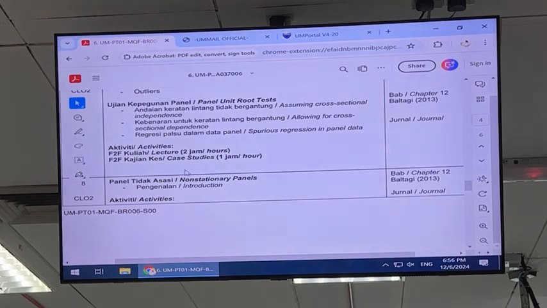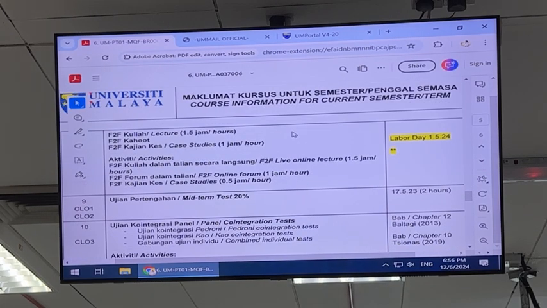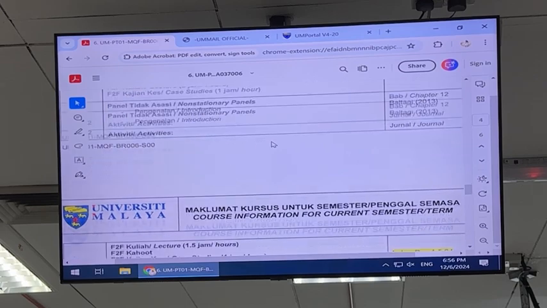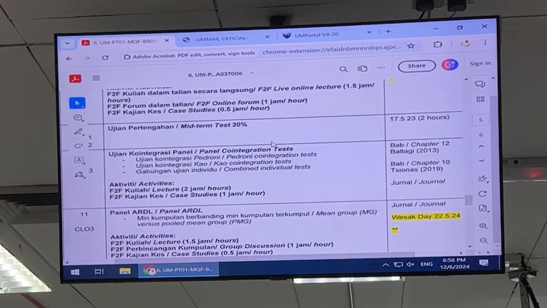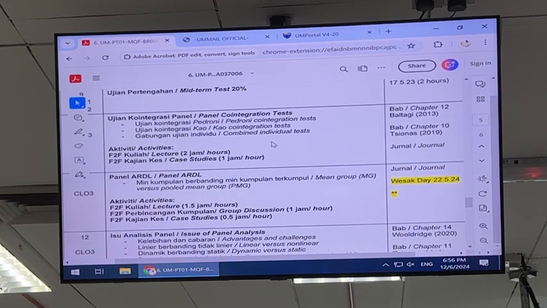Then we also discussed the non-stationary panel, including the panel co-integration tests. Just like in time series, we also have co-integration tests in panel format, like those proposed by Pedroni, Kao, and Johansen-Fisher, the combination of these, which is the Fisher test. So you all know how to read the test and also the null hypothesis.